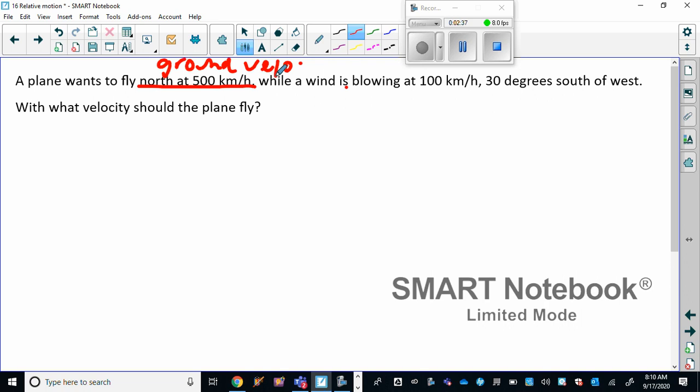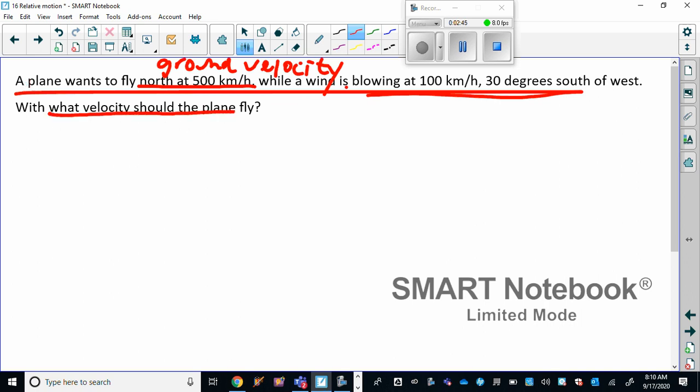Obviously, that's the wind velocity. And then this, with what velocity should the plane fly? That would be your airspeed. That's what we're trying to calculate. So what happens in this question is that this here is actually the resultant vector. So that's the way that we want to go.